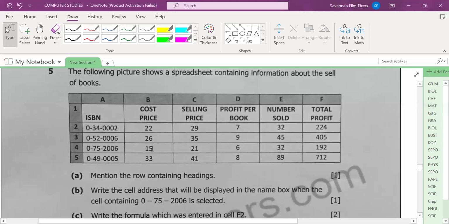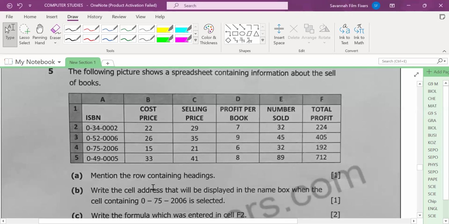Even for this one, I'm buying it at 15 kwacha, I'm selling it at 21, and I'm making a 6 kwacha profit. If I sell 32, 6 times 32, I'll make a profit of 192. Same with this one. If I buy it at 33 kwacha and sell it at 41 kwacha, I'm making a profit of 8 kwacha per sale, and I sell 89 of them in total. If I multiply 8 times 89, I will make a profit of 712 kwacha. So this is how we are translating this Excel spreadsheet.